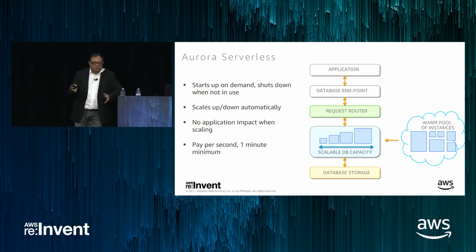And then scalable database capacity. So you'll have one database node, but it's going to either grow or shrink based on a warm pool of instances that we manage. And obviously you have a database volume, the same 6 copies, all the rest of it, that's there all the time, right? Just because you want the database instance to go down doesn't mean you want your data to go away, right?